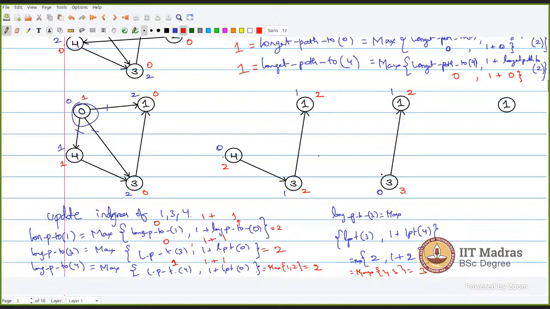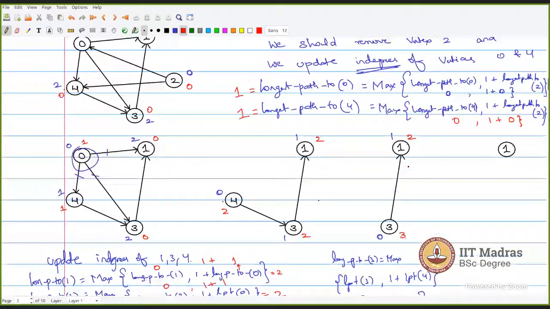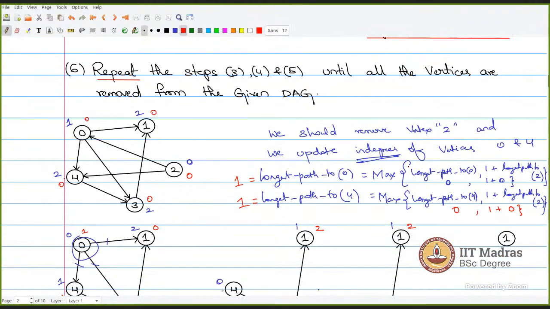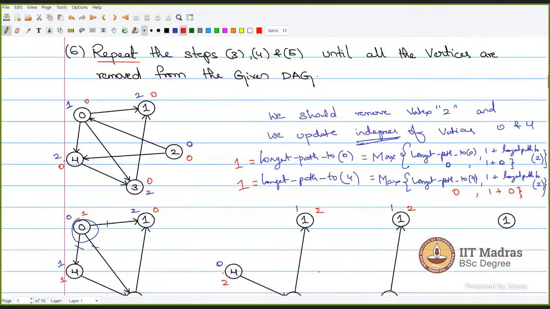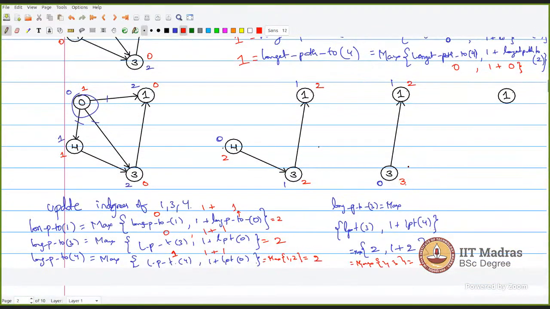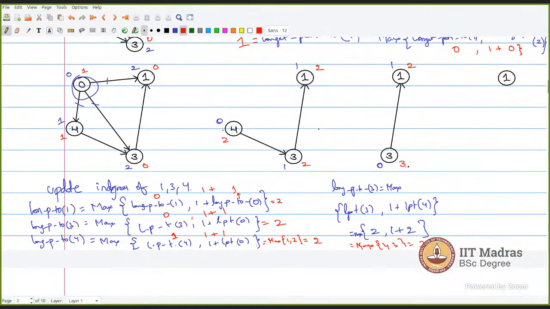Now again we reach the final step. Sir, why do we choose max? Because we are trying to find the longest path, not the shortest path. The longest one. We need the maximum value, the farthest path. You can see here we are trying to find the longest path. I will explain how we approach what exactly the longest path is.